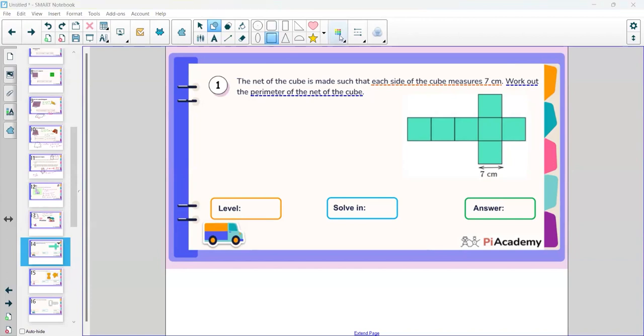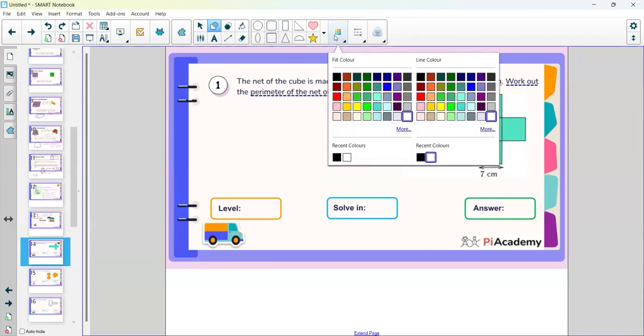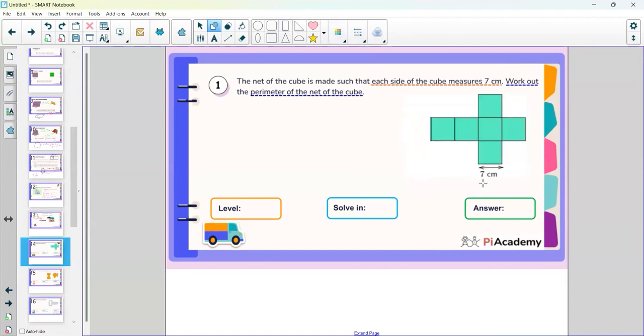Let me just make it a net. It would be more or less like this. So if I just select this rectangle, this is basically my net of a cube, because a cube only has 6 faces: 1, 2, 3, 4, 5, and 6. Now, to find the perimeter, what would it be? As our friend already informed, it is the sum of all the sides.